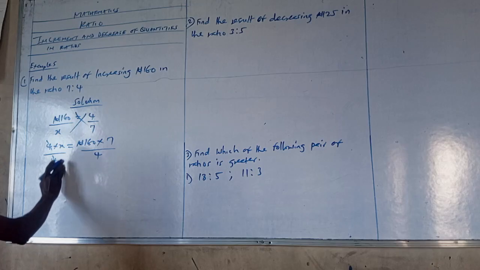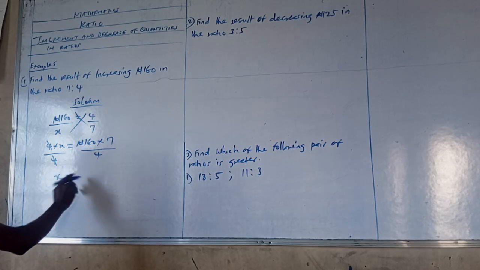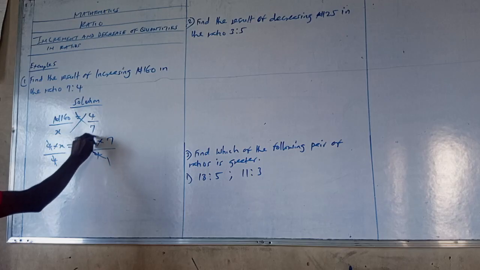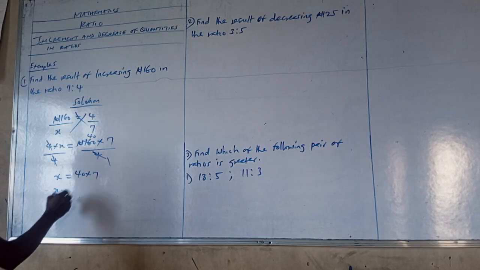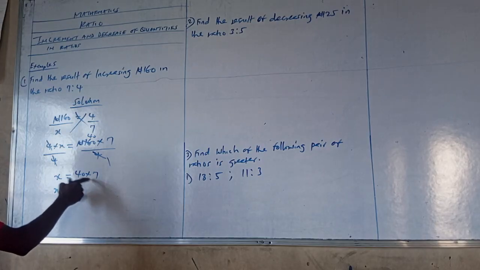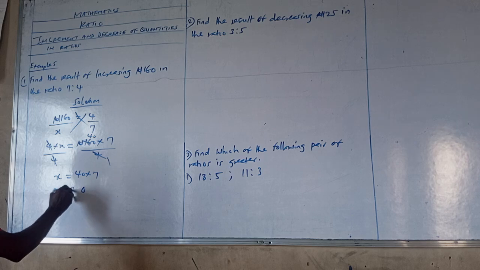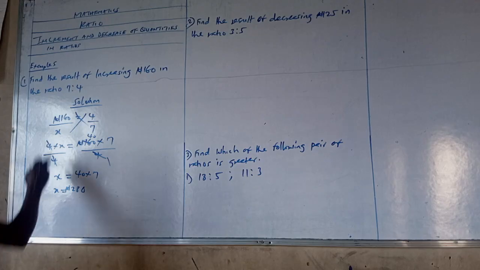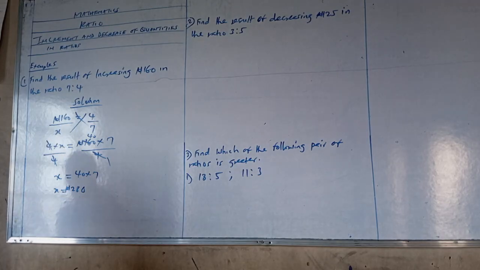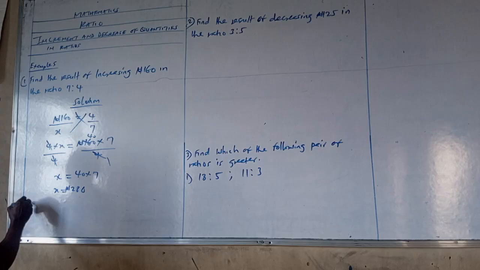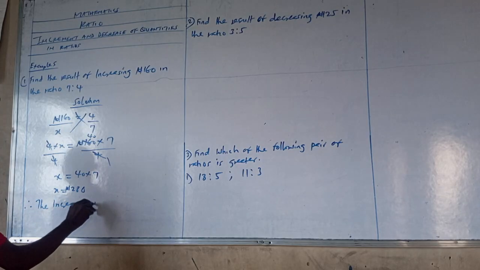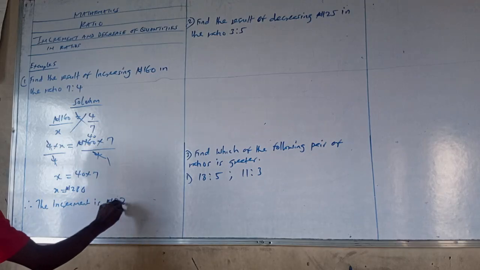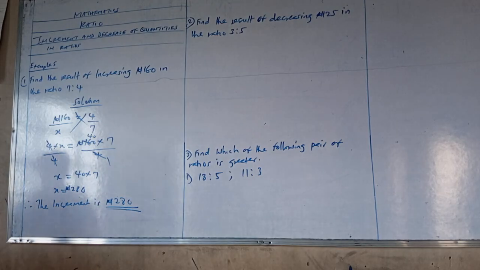the increment will now be 160 over 4, which is 40, times 7. So the increment will now give us 7 times 0 is 0, 7 times 4 is 28. You can see there's an upsurge, an increment from 160 to 280. So the increment, therefore, is 280 naira. 280 naira.